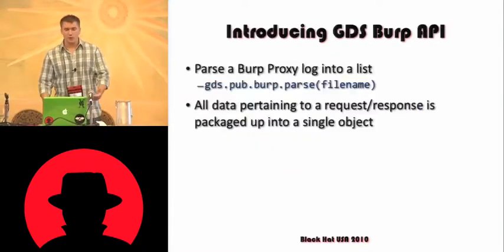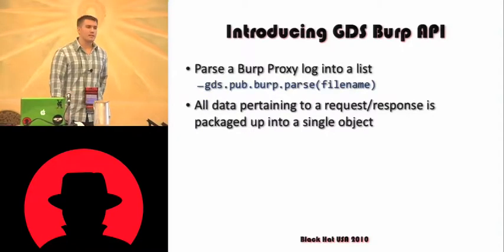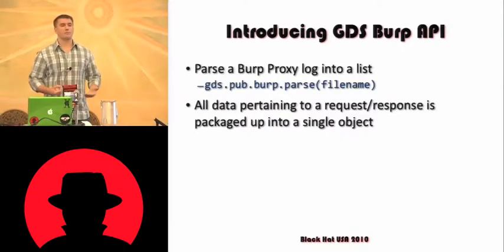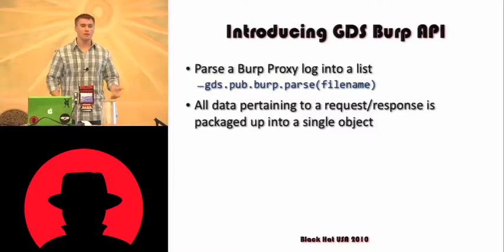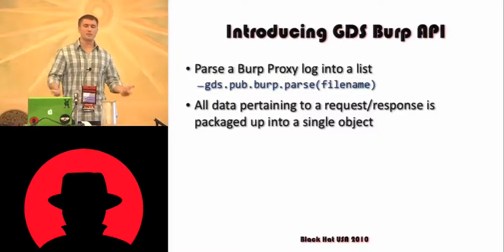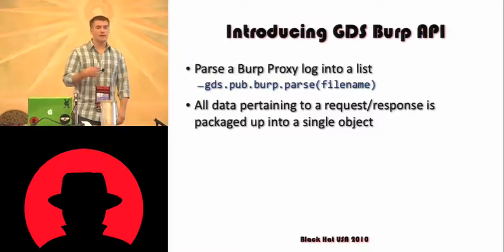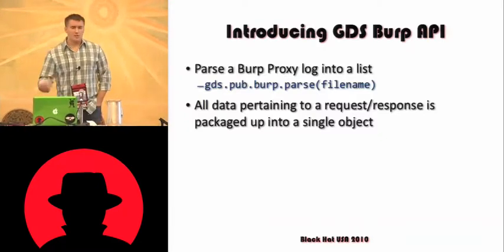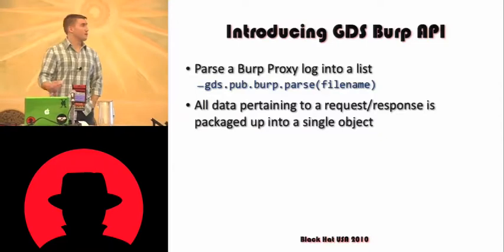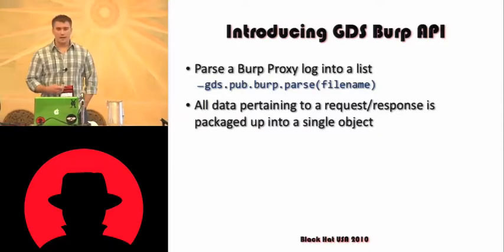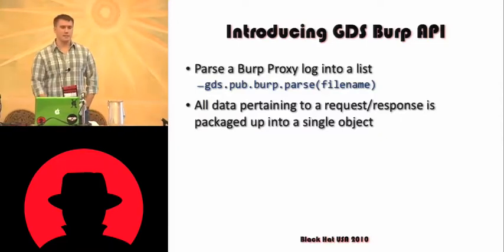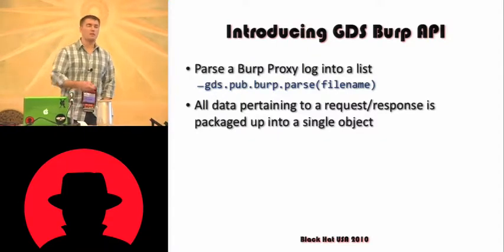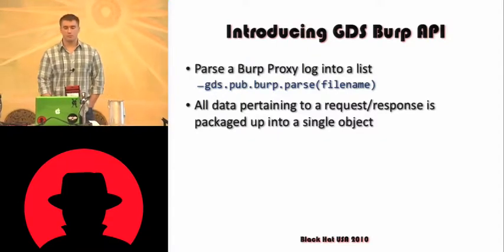So I wrote this API, I call it the GDS Burp API. Basically, I go through and parse an entire Burp crawl log, or you could parse a spider log, or any kind of log that Burp generated, and parse every request and response into a single object. Each Burp object contains the properties of the request and the response, as well as some other metadata that Burp recorded.